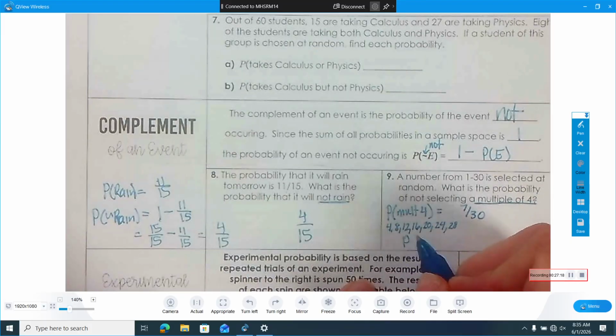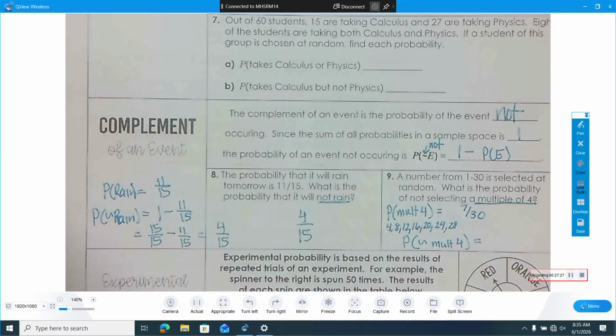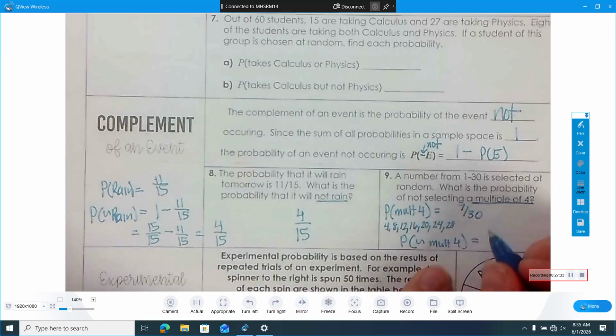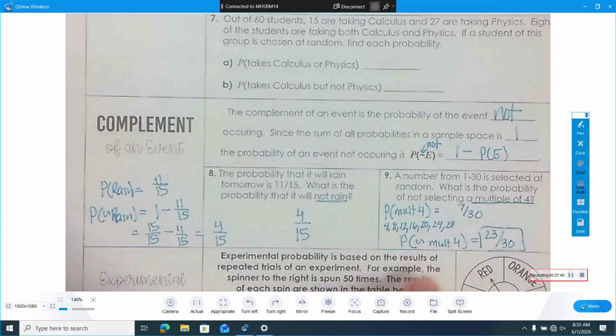So what's the probability of not getting a multiple of 4? 23. Yeah, we got 7 that are multiples of 4. The rest are all going to be not multiples of 4, which there are 23 other possibilities. All right, so there's our 23 out of 30.